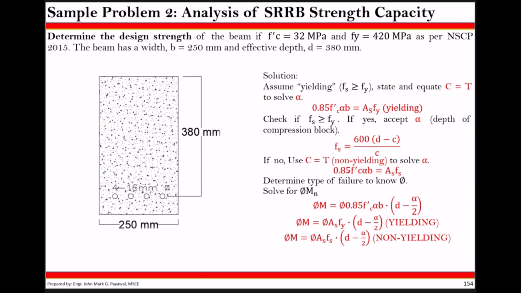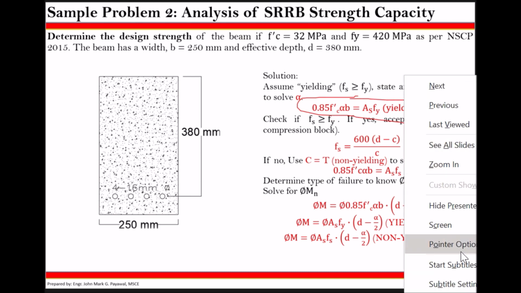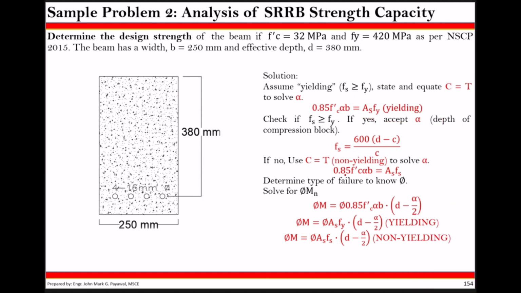In cases wherein Fs is not actually greater than Fy, what we need to do is recalculate alpha, because alpha from this equation should not be used, because if Fs is less than Fy, it is a non-yielding condition. To do that, use this equation, 0.85 fc' alpha times b equal to As Fs. After accepting the value of alpha and determining whether it's yielding or non-yielding, we can then proceed in calculating your phi, or strength reduction factor. Please recall that it's taken after determining the condition of failure, whether it's transition, compression controlled, or tension controlled.